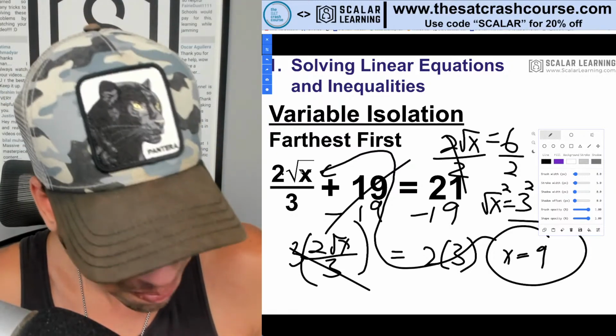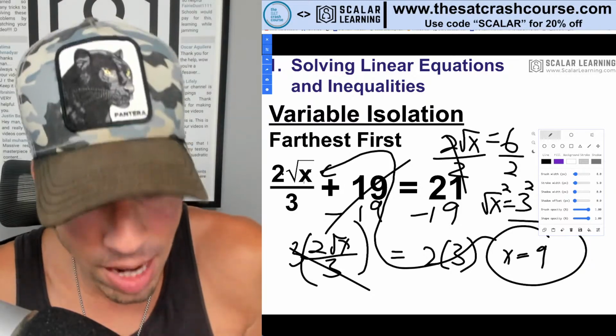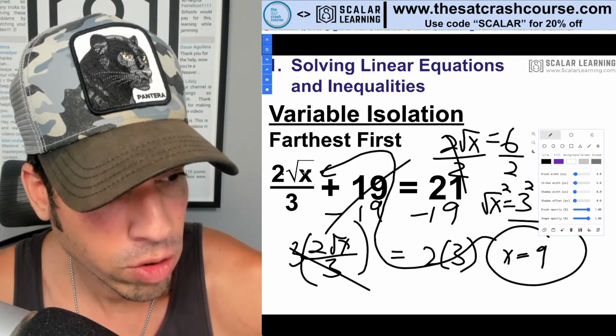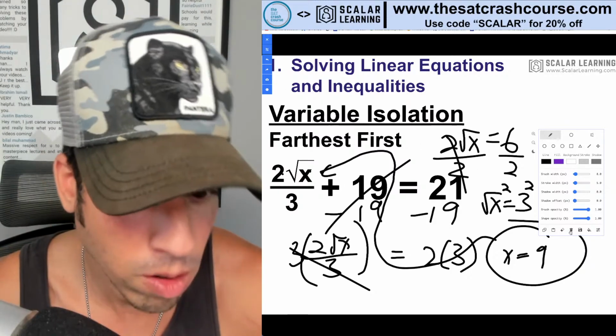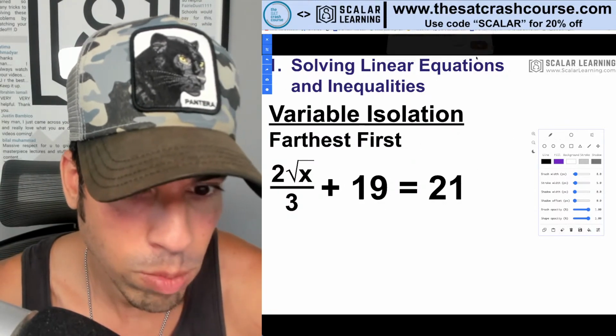Make sure you don't make any mistakes, especially on free response. Got to do this. So check it out. Square root of 9 is 3, times 2 is 6, divided by 3 is 2, plus 19 is indeed 21. Boom, done. All right. Let's clear this and let's move on.